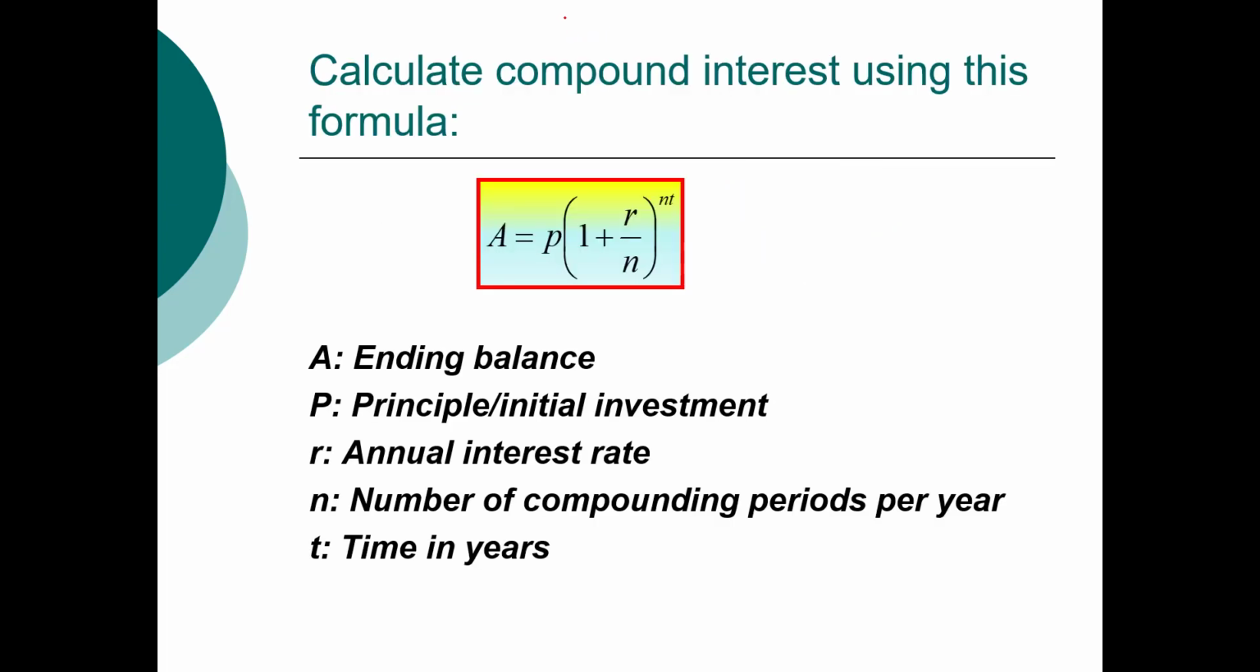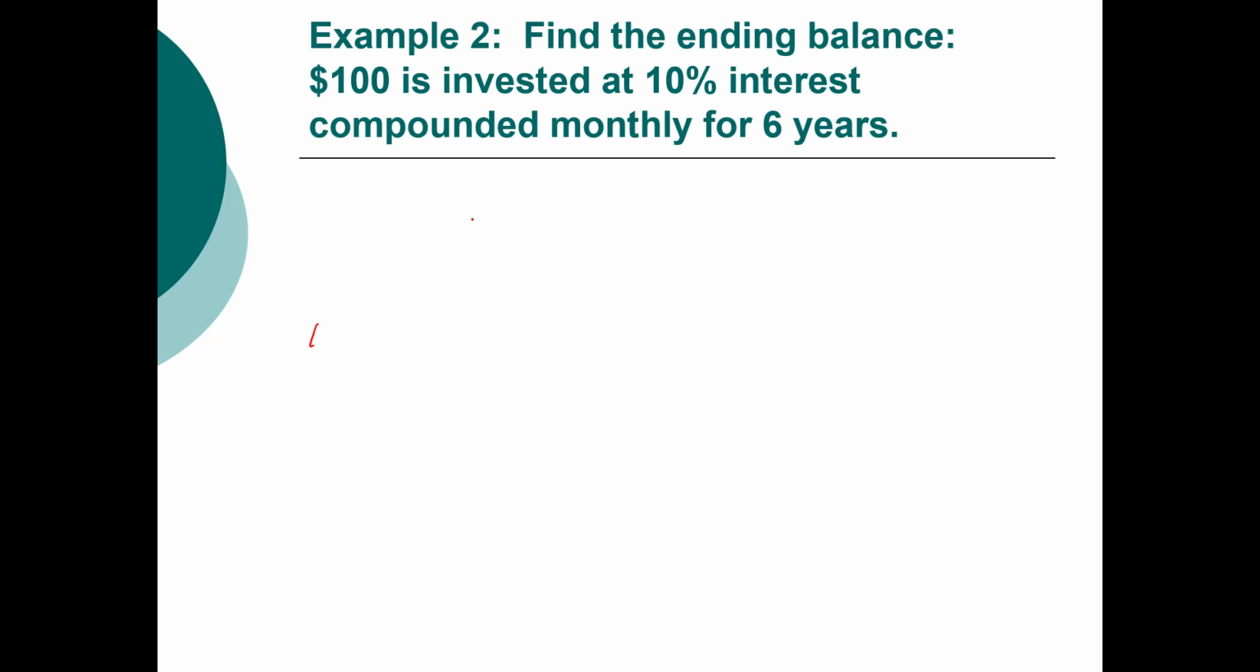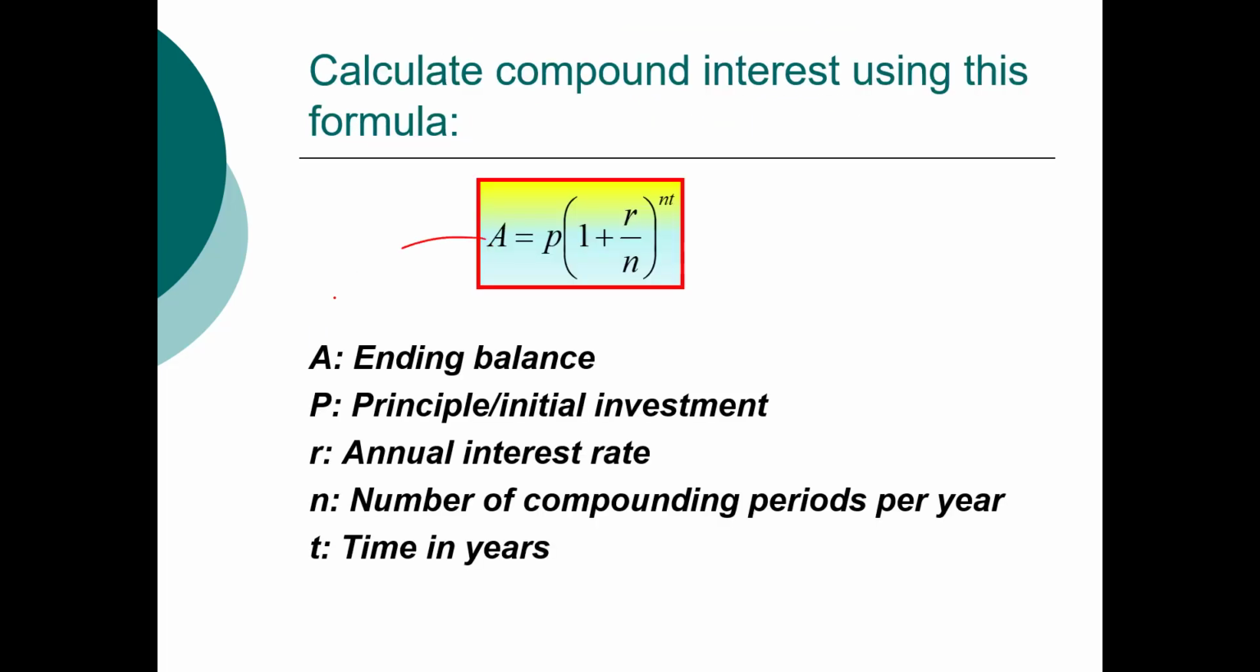Now, first of all, let's look at the formulas. We calculate compound interest using this formula. A still represents the ending balance. So the ending balance equals principal times open parenthesis 1 plus r over n, where r represents the annual interest rate, and n represents the number of total compounding periods per year, and t here represents the time in years. And P represents the principal. So we basically just apply the formula.